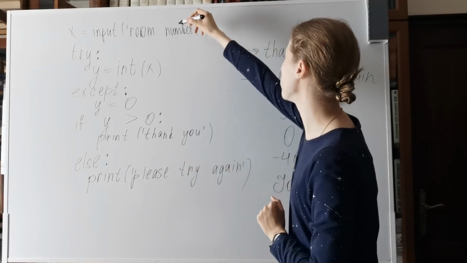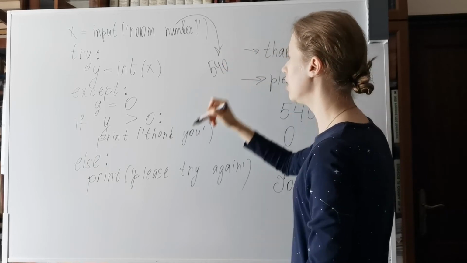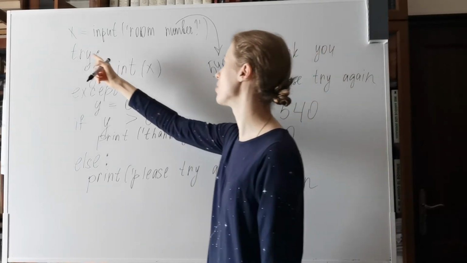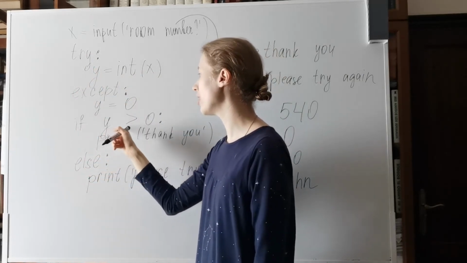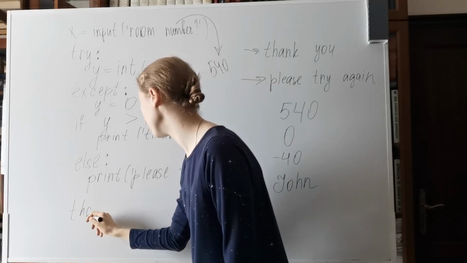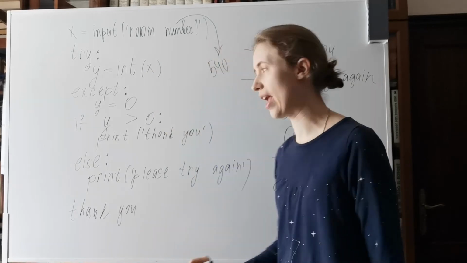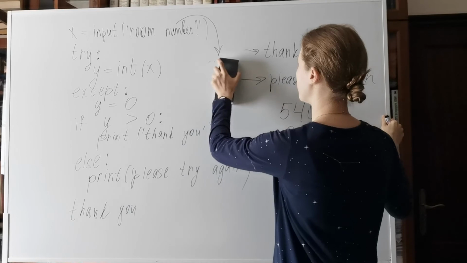And when John, let's see how it works now. So let's try first of all 540. Python sees that this is a relevant information, so it comes to try, to the block try. Now it's integer. Then is it greater than 0? Yes. So our output is "Thank you."